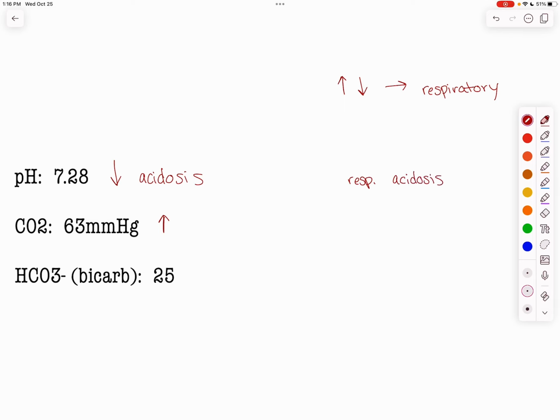But let's take a look at the bicarb and see what that tells us. So we said the normal range for bicarb is 22 to 26. 25 then would be within normal limits, meaning that the kidneys have not kicked in yet to compensate for that increase in CO2. So we can say that this is respiratory acidosis with no compensation.